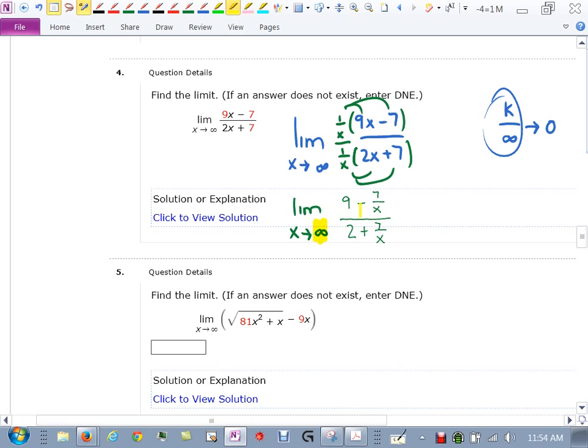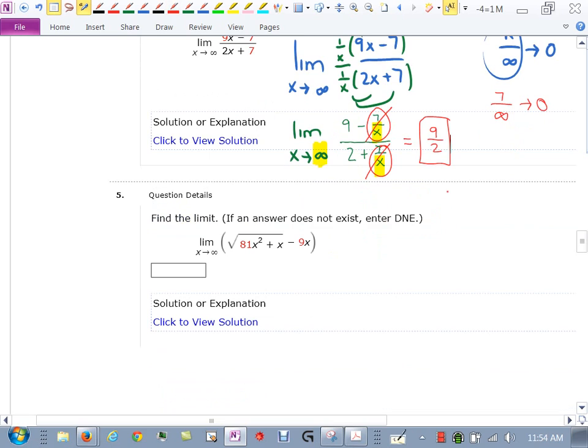Let x go to infinity, which means that in both of these cases, we have 7 over something going to infinity. That's a constant over infinity. That goes to 0. So these two terms are going to vanish, and all we have after we apply that limit is the 9 in front divided by the 2. So the answer should be 9 halves. I don't need to check that.